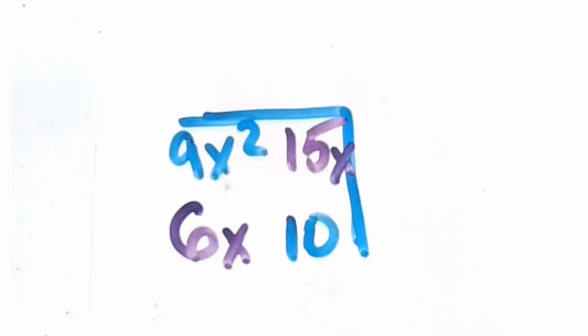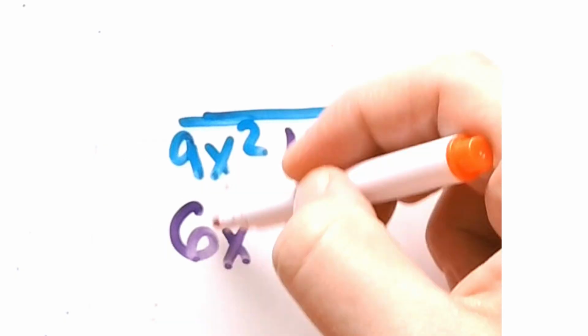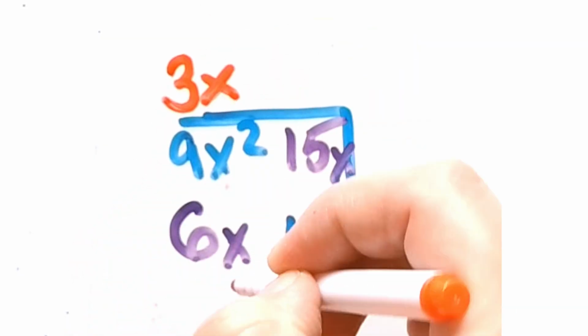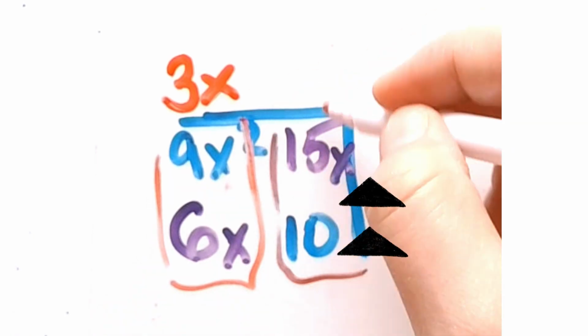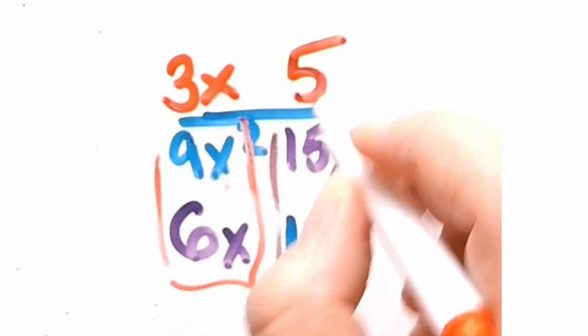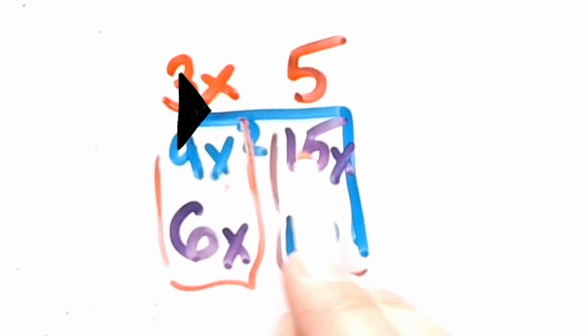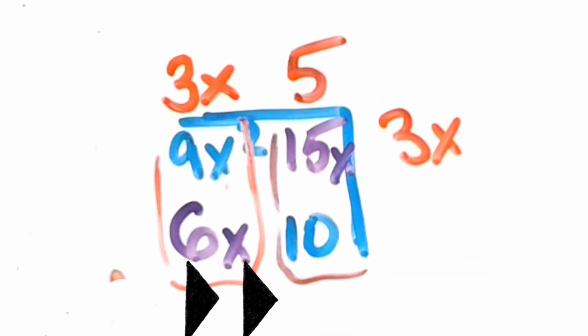And now this is the fun part. What we're going to do is look at this box, and take out the greatest common factor in each direction. So going this way, between 9x squared and 6x, the greatest common factor is 3x, okay, between these two. Between these two, 15x and 10, the greatest common factor, what is it? It's 5. Now I'm doing the same thing in this direction. Between 9x squared and 15x, the greatest common factor is 3x. And in this direction, between 6x and 10, what's the greatest common factor? 2.